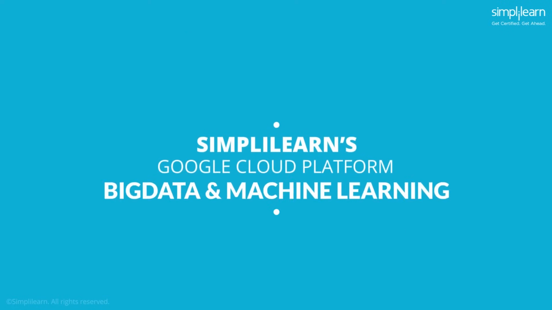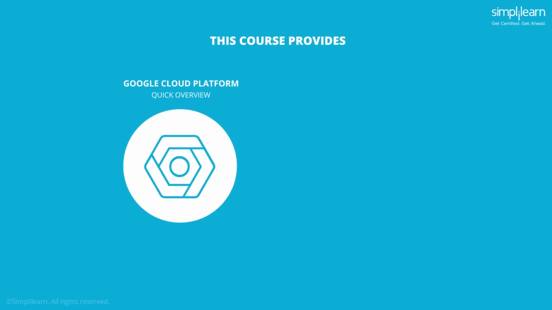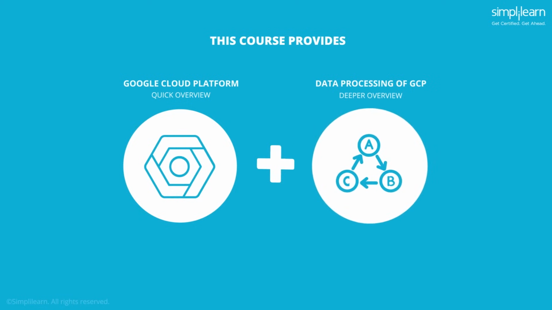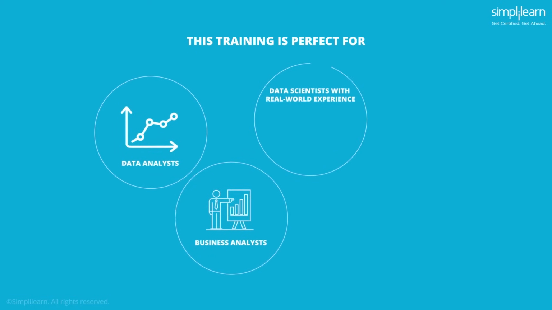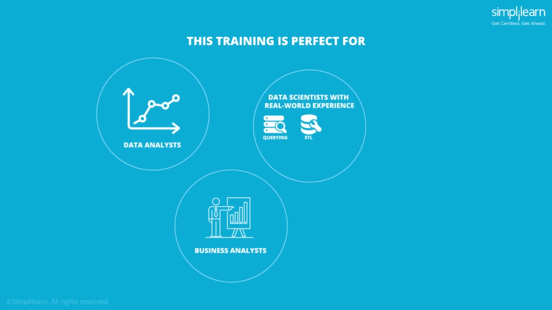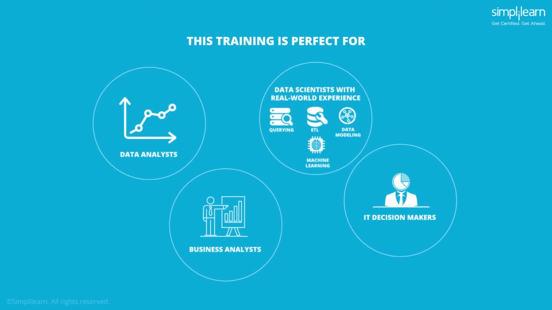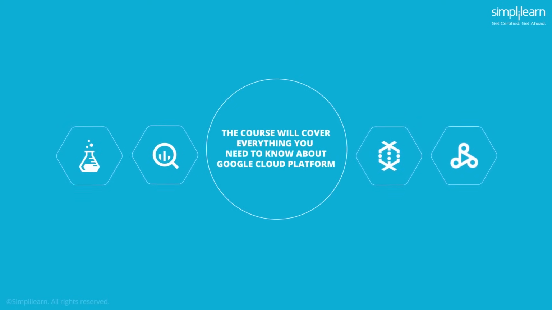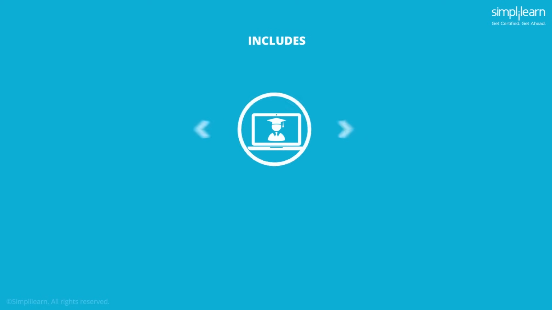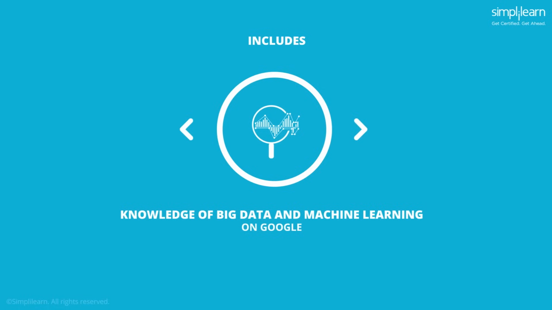Simplilearn's Google Cloud Platform Big Data and Machine Learning Fundamentals, or CPB 100 course, offers a thorough overview of the Google Cloud Platform, covering its data processing capabilities with various use case studies. It's the perfect course for data analysts, business analysts, and data scientists with real-world experience in querying, ETL, data modeling, or machine learning. IT decision makers evaluating the Google Cloud Platform have also found the training very useful. The course includes 8 hours of instructor-led training, with modules on big data and machine learning with the Google Cloud.